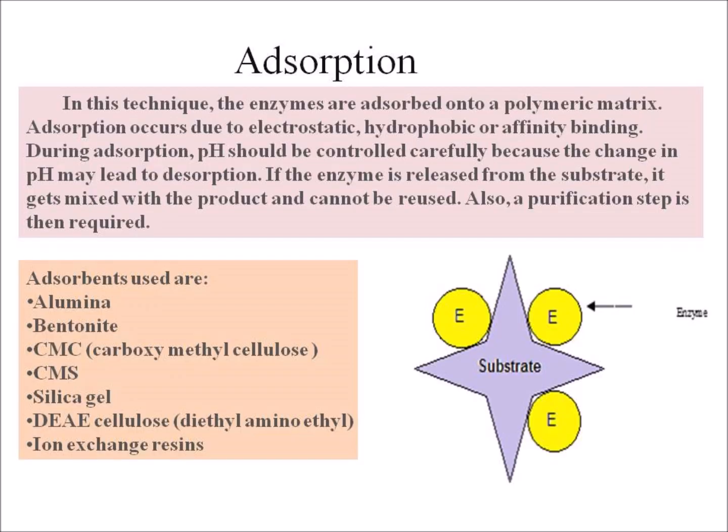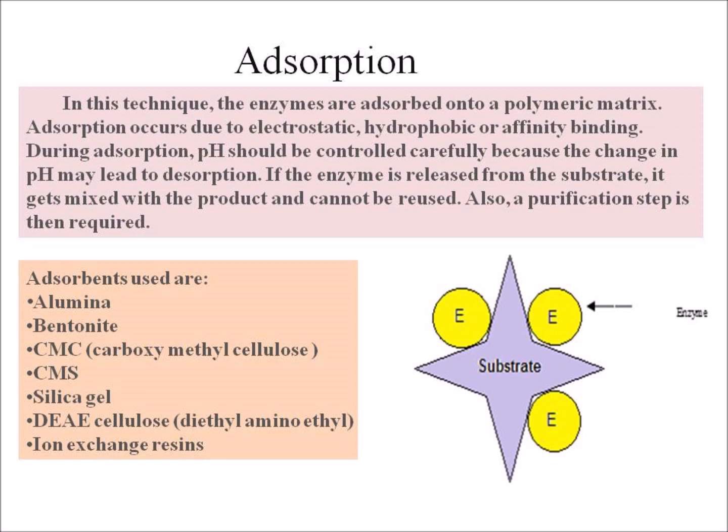Adsorption. In this technique, the enzymes are adsorbed onto a polymeric matrix. Adsorption occurs due to electrostatic, hydrophobic or affinity binding. During adsorption, pH should be controlled carefully because the change in pH may lead to desorption, that means detachment of the enzyme. If the enzyme is released from the substrate, it gets mixed with the product and cannot be reused. Also, a purification step is then required.